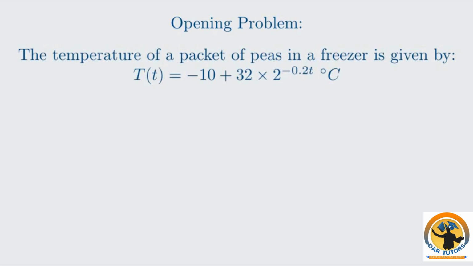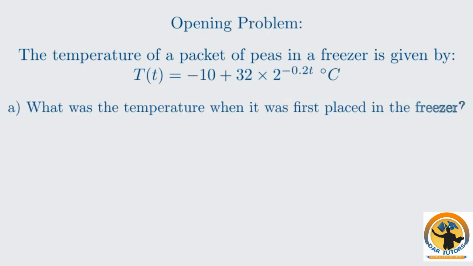Notice the variable, t, is in the exponent. This is a classic example of an exponential decay model. Let's answer a few questions about this model. First, what was the temperature of the peas when they were first placed in the freezer? This means we need to find the temperature at time t equals 0. We substitute 0 for t in our formula.